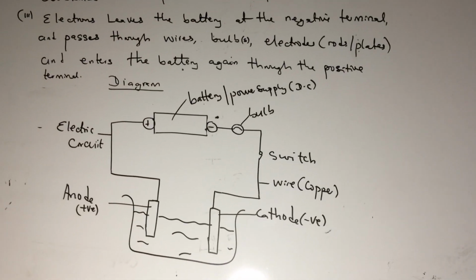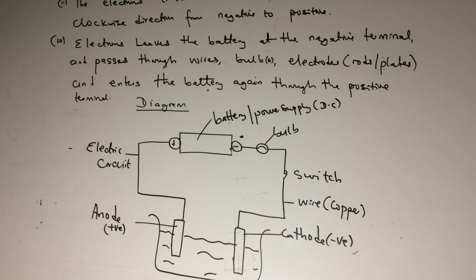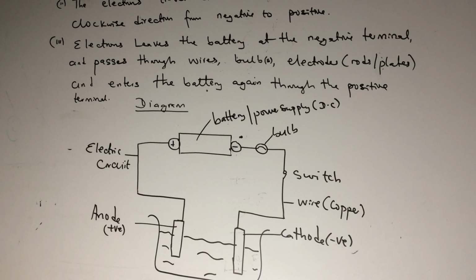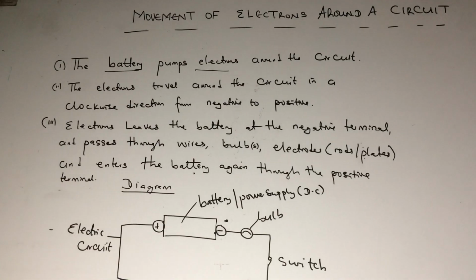Today I'll be looking at the movement of electrons around a circuit, coupled with the direction it flows. So we'll be looking at this now. The battery stems from the battery.